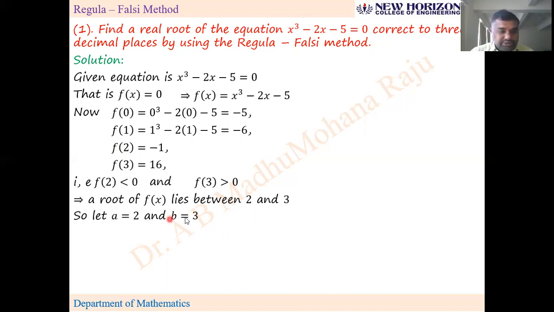So we'll take a is equal to 2 and b is equal to 3. Why? Because where it is negative, always take it as a. Where it is positive, always take it as b.